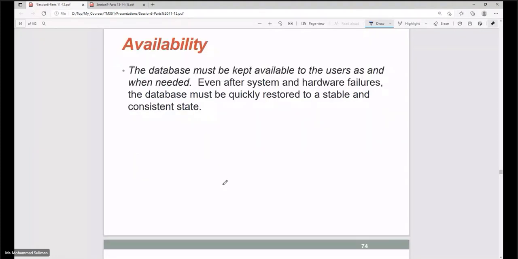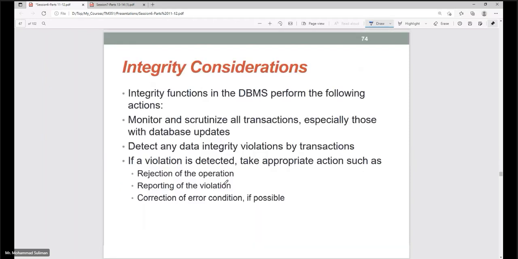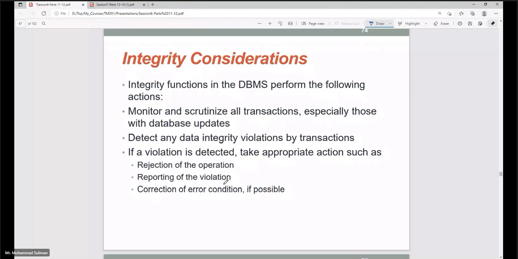Integrity consideration: we also consider the integrity functions of the database, for example database foreign key integrity, referential integrity, or any other condition set on the data. All of this should be detected. So detect any integrity violation by a transaction. If a violation is detected, take appropriate action like rejection of the operation, reporting the violation, or correction of errors if possible.